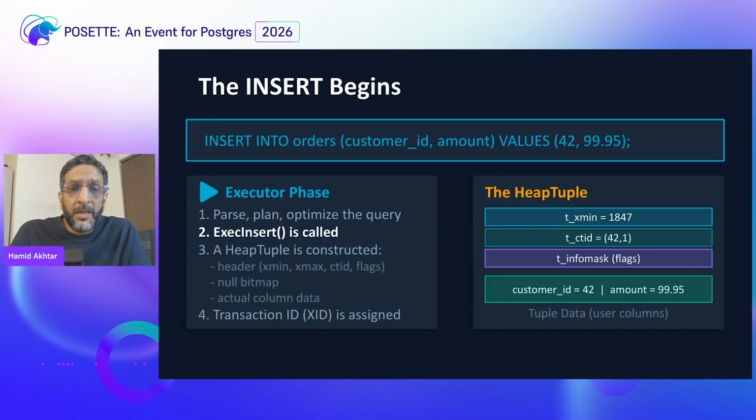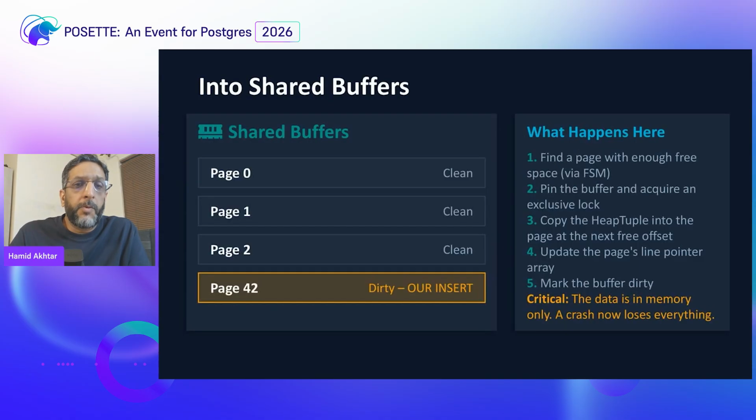So xmin is the transaction ID of the transaction that's creating this tuple. Then there's some meta information about it, the null bitmaps and the actual column data. xmax, obviously in this case, being an insert statement, is 0, because xmax represents the transaction ID that deletes or removes or updates that tuple. So now at the end of this first phase, or the first stop, we have a representation of a row as a tuple. It's a heap tuple in this case, which is the standard Postgres table format.